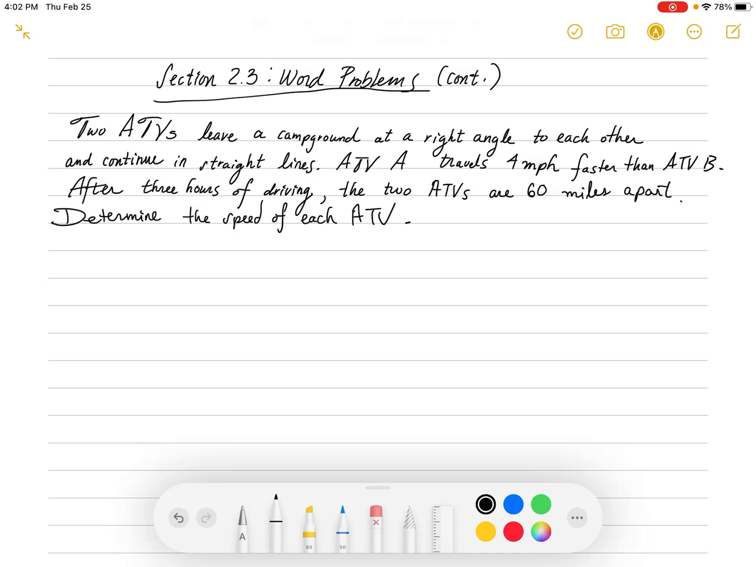All right, we have the last word problem for this section. This one's a tough one. So we have two ATVs. ATVs are all-terrain vehicles. All-terrain vehicles are like a four-wheeler, they call them. Pretty fun things to ride on.